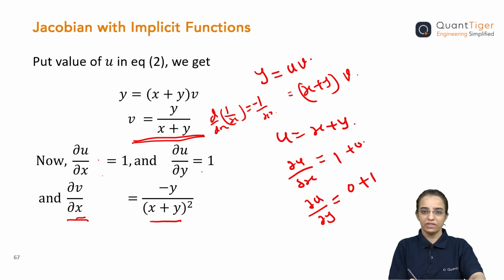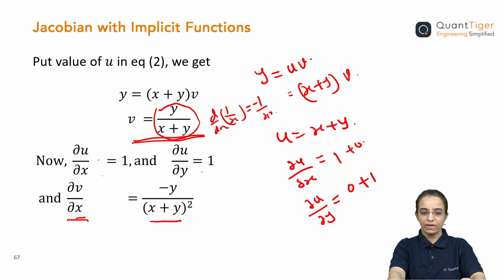Now same way as we found del v by del x, similarly we will differentiate v partially with respect to y also, which will be del v by del y. So here while differentiating with respect to y, we will be using the quotient rule because we clearly see that it's in fraction form.